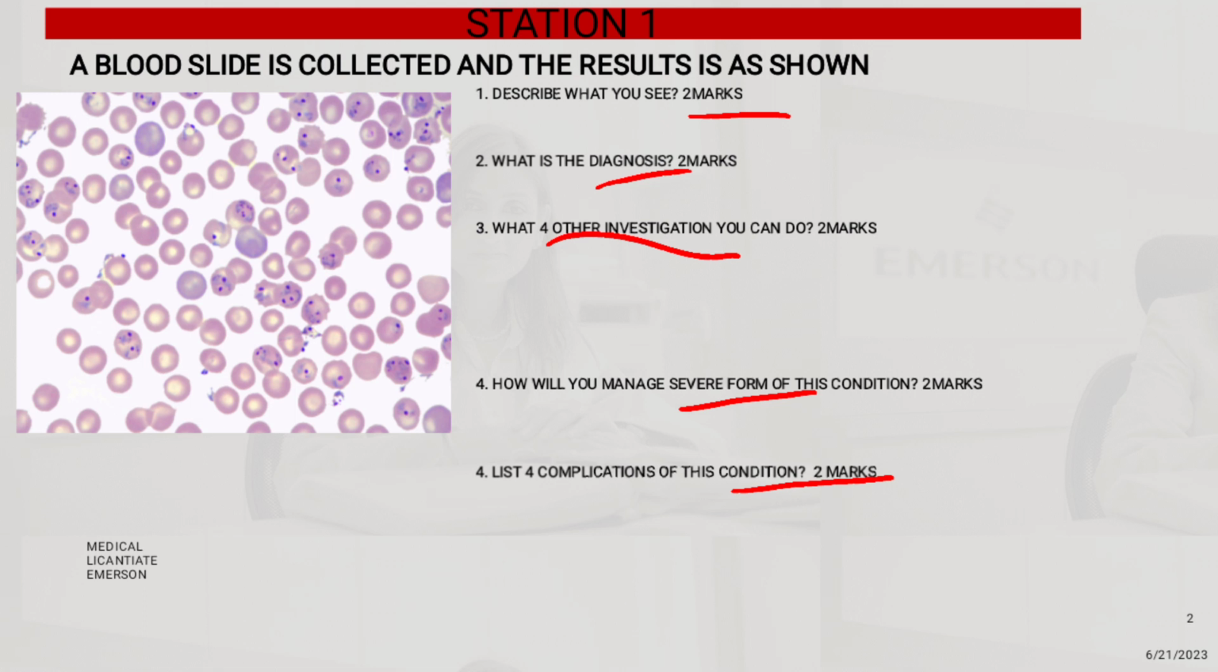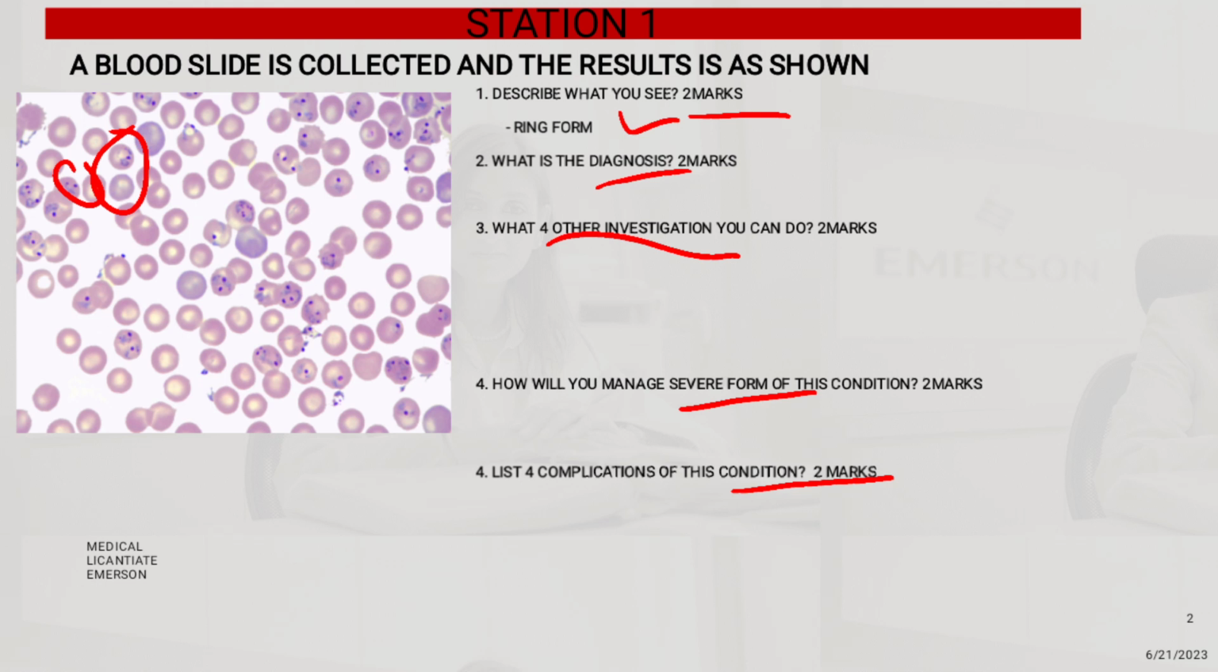So if you can pause and zoom in on the description of what you see, you can see, let's say in this slide here, that sometimes it's making a ring form. Even in this part, it's making a ring form. So when you describe what you see, you can say ring form. Then what is the diagnosis?